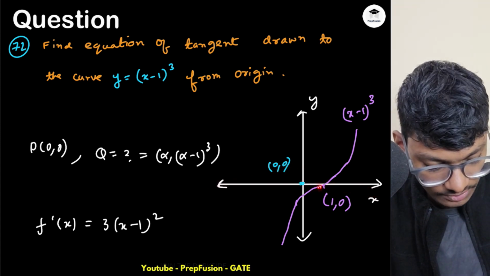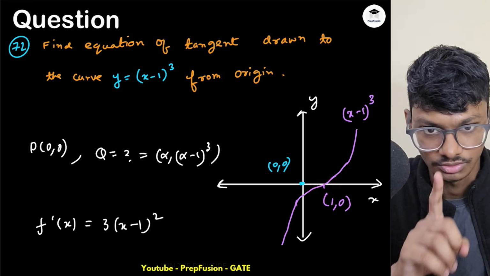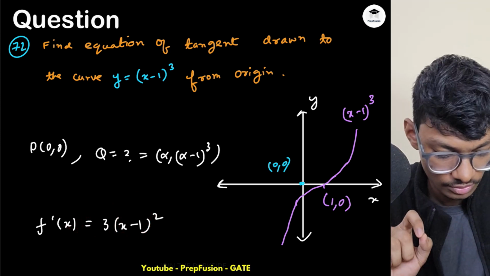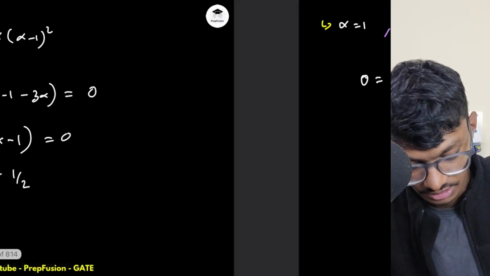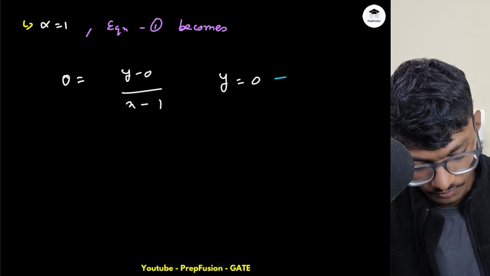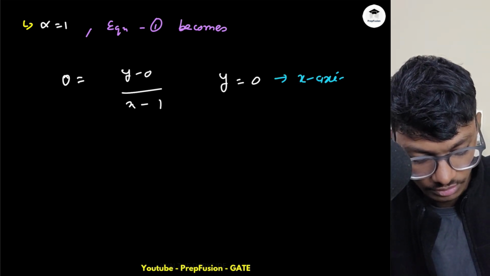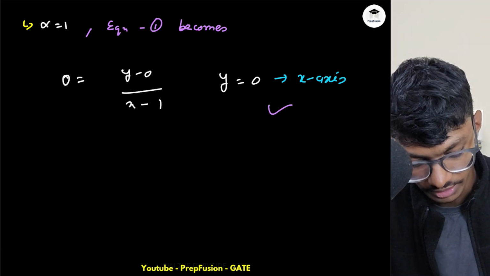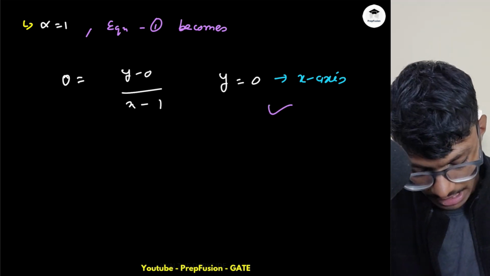Because at this point my slope will be 0. I hope you know, because if you put x equals 1, you will get slope as 0, and that is correct, that this is the x-axis. So this is true. My diagram is not that good, but I hope you understand the cubic function very well. So true. Okay, next is alpha equals minus half.